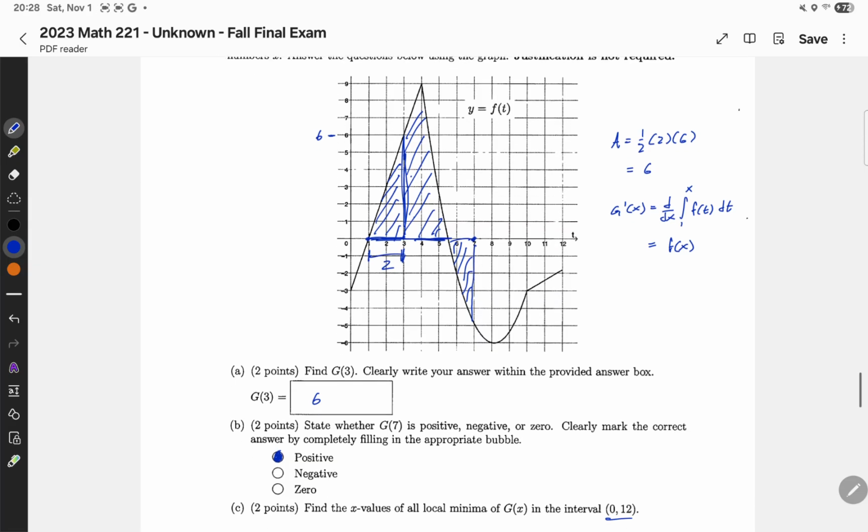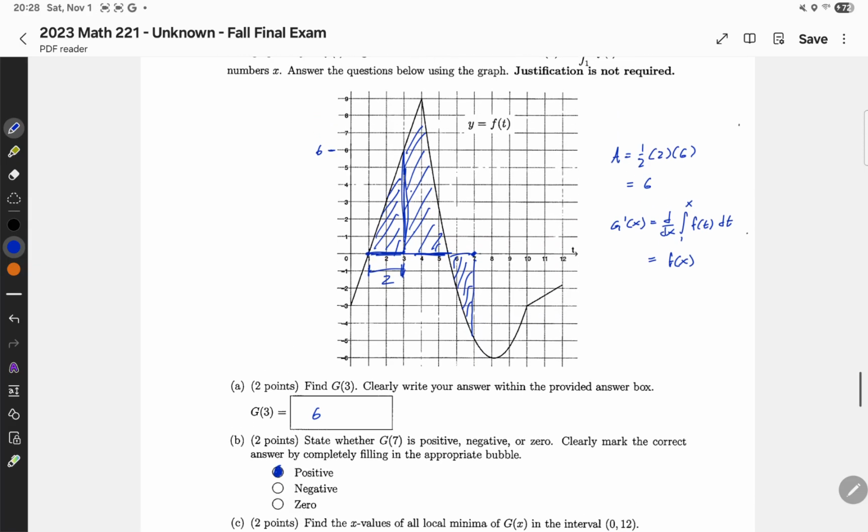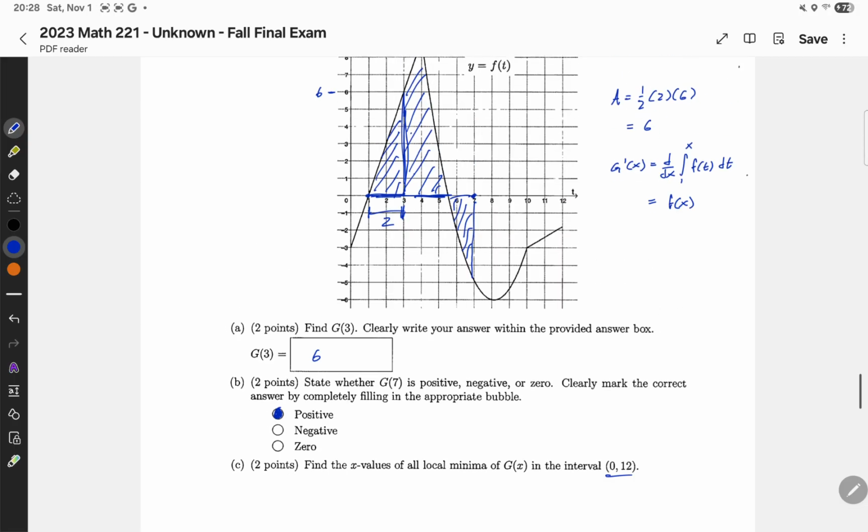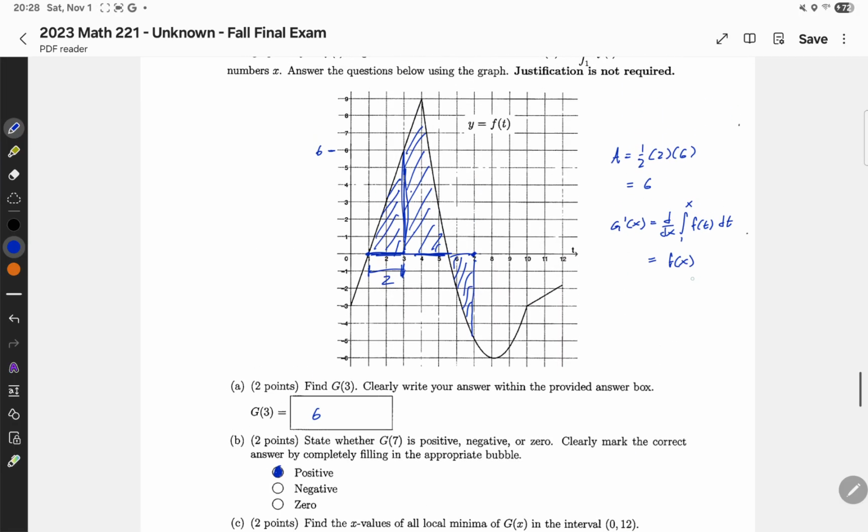That's it, actually. So to find the local minima of g, we want to find when g prime is equal to 0. And since g prime is just equal to f, we can find when f is equal to 0. So that's going to happen once right here at 1, and it's also going to happen again right here at 5.5, okay?